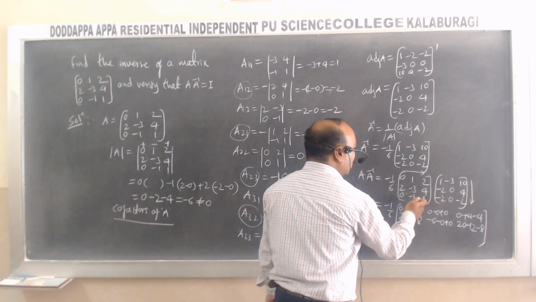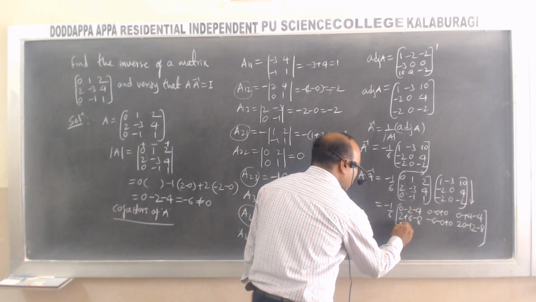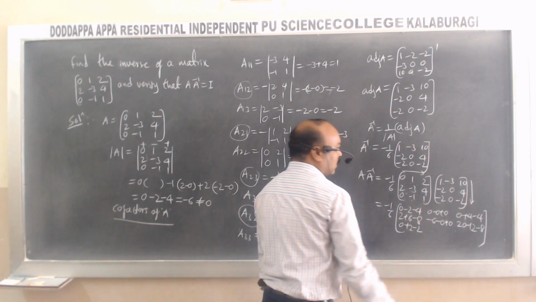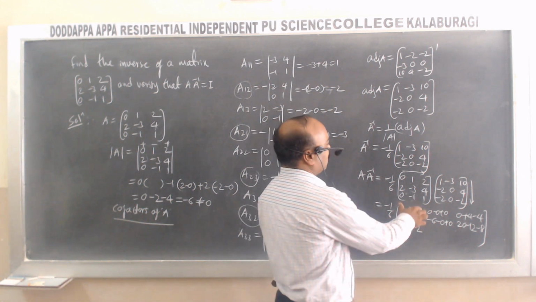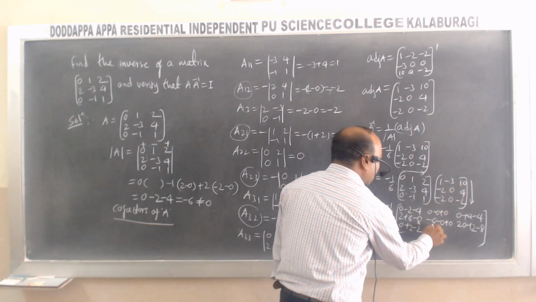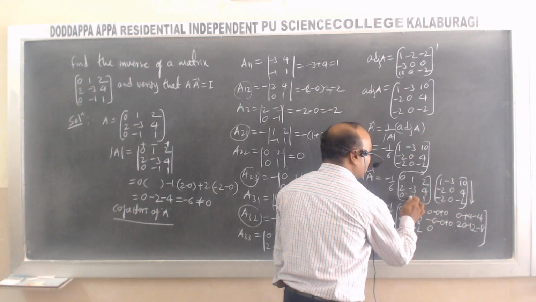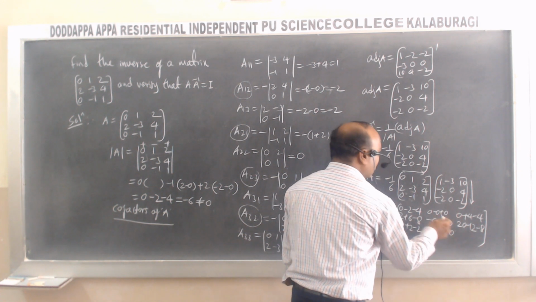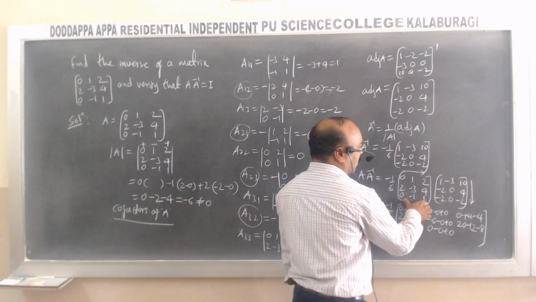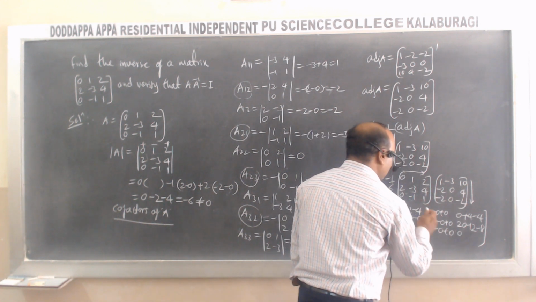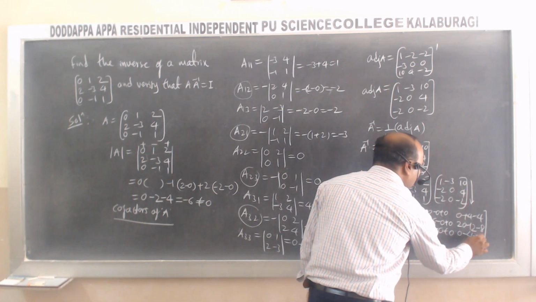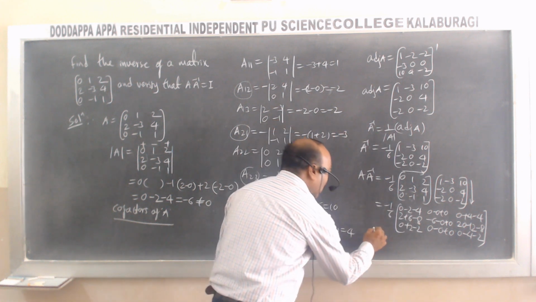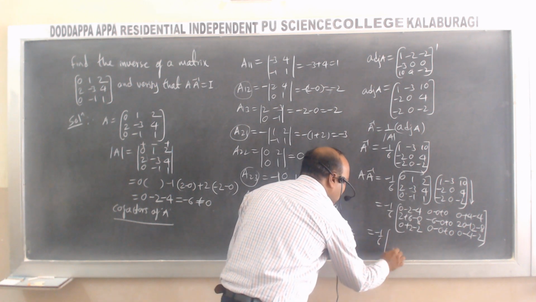It is 0. It is plus 2 minus 2. Next, third row with second column. It is 0. It is 0. It is also 0. Next, third row with third column. It is 0 minus 4, minus 2. Then we get minus 1 by 6.